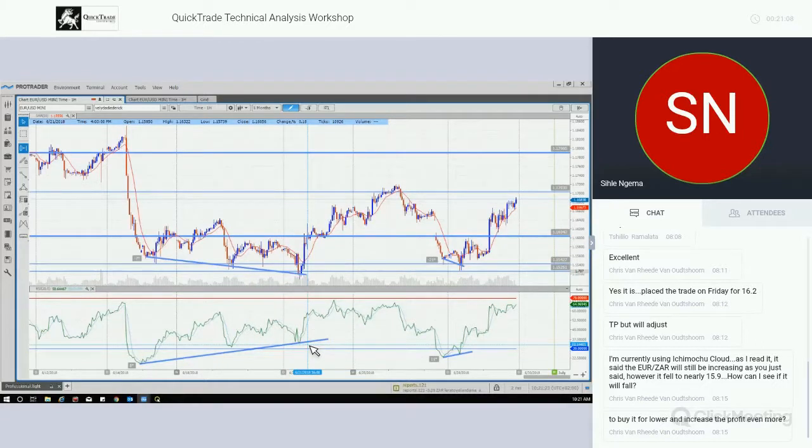I like using it mostly around support and resistance levels. You cannot just use it anywhere. It's very important that you find a special way of using it, because you cannot use it in the middle of the zone. You need to make sure that you do the right thing for you to really get it right.